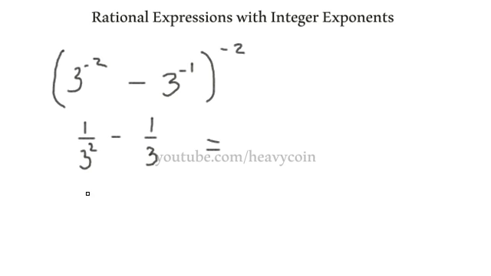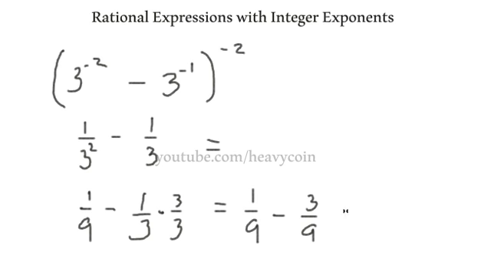I need to get a common denominator. This is 1/9 minus 1/3. So we're going to multiply a 3 over 3 here so we get a common denominator. So we end up with 1/9 now minus 3/9, which becomes 1 minus 3 over 9, which is negative 2/9.